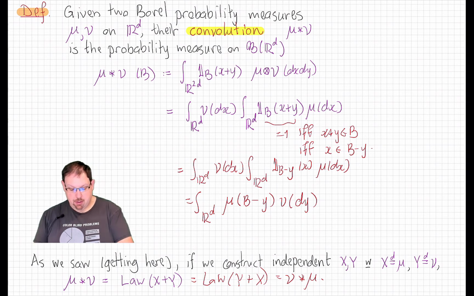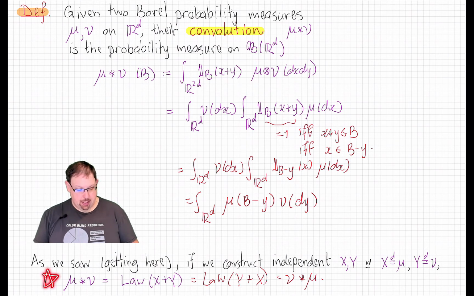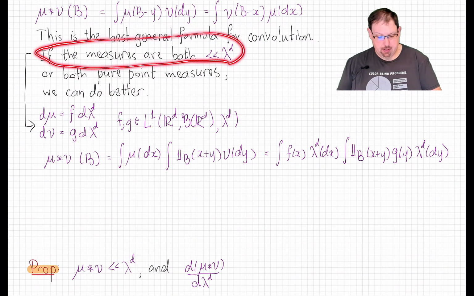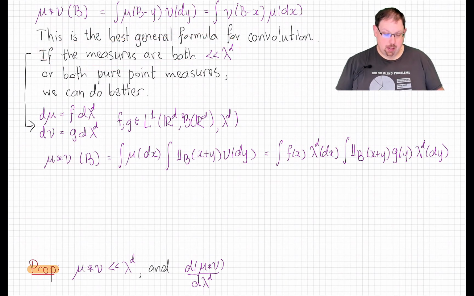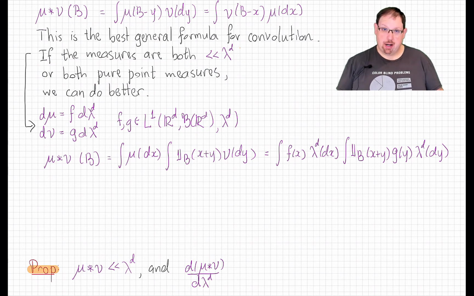Now we can prove that directly right from here or here using Tonelli's theorem, but it follows more easily just from this observation. Now, if we have a little bit of information about the measures, we can do better in finding a nice way to compute this convolution. For example, and these are the two principal examples that one sees in an undergraduate probability class: if both of the measures are absolutely continuous with respect to Lebesgue measure, in other words, if they have densities, or, on the other hand, if they are both discrete measures, pure point measures, then we can do better and give nice, elegant formulas for this convolution.